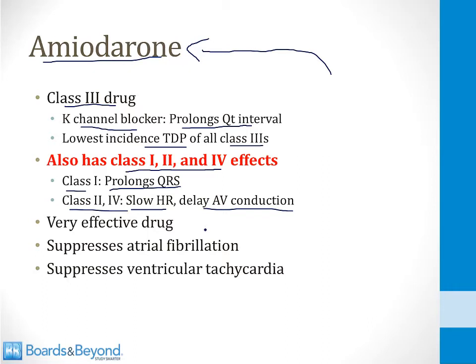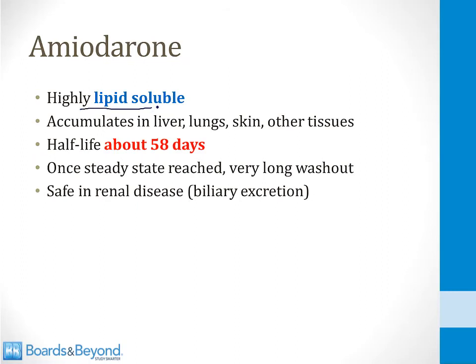The reason it's used commonly in clinical practice is because it's very effective. It suppresses atrial fibrillation and keeps patients in sinus rhythm. It's also useful for suppressing ventricular tachycardia. Amiodarone is highly lipid soluble, therefore it accumulates in lots of tissues, including the liver, the lungs, the skin, and other tissues, and as we'll see in a minute, this is the reason for many of its adverse effects.